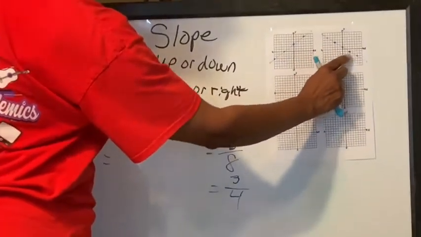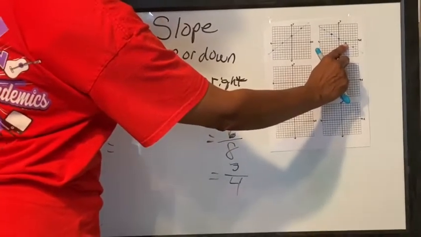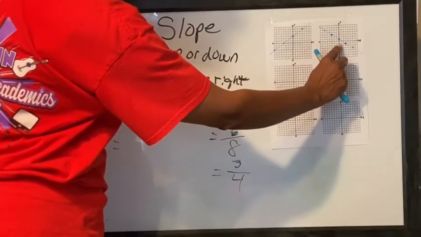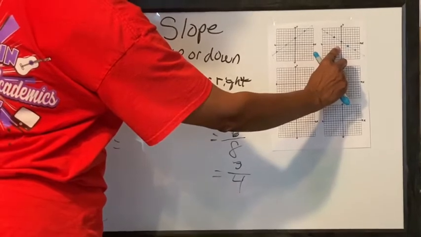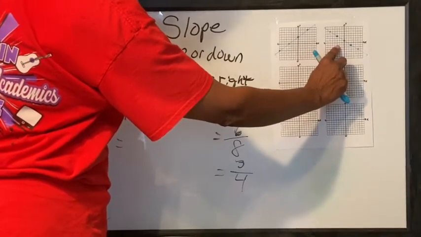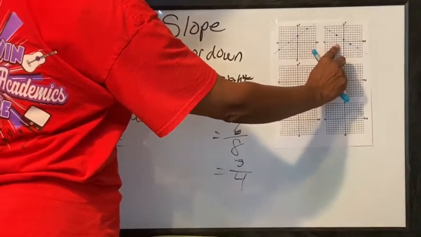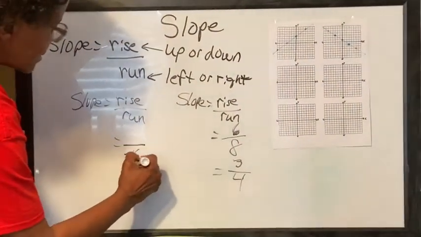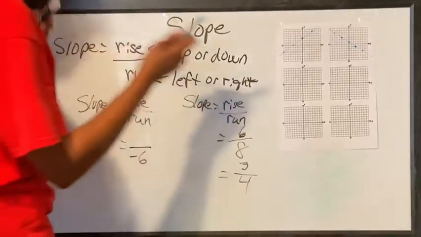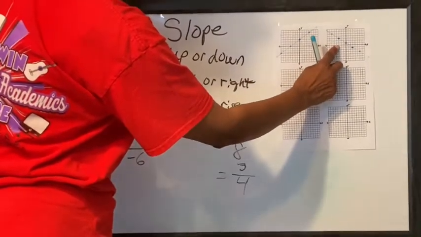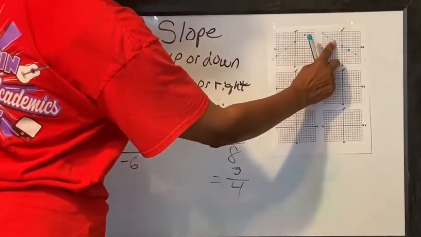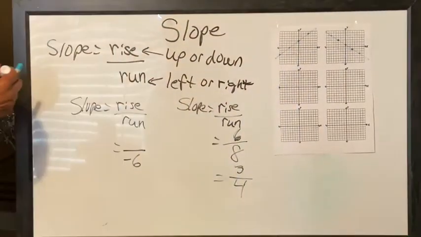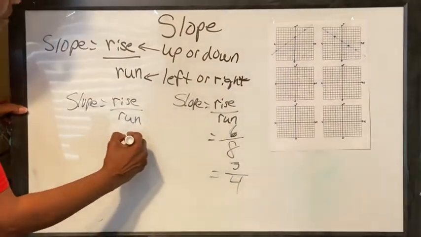So I'm going to move back this way and start counting once I move. 1, 2, 3, 4, 5, 6. I just moved to my left, so that means that 6 happens to be a negative 6. So my run is a negative 6. Then I'm going to move up. 1, 2, 3, 4. I just went up 4, so that makes that a positive 4.